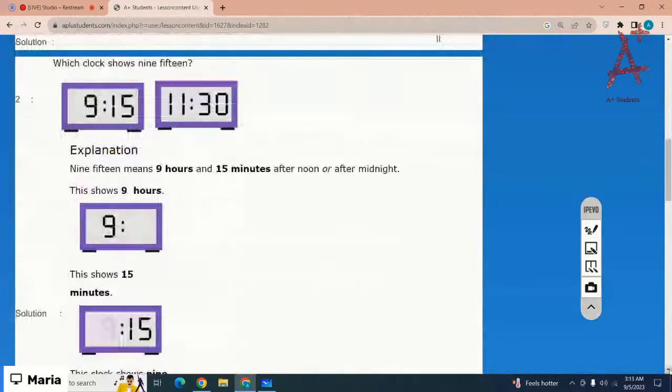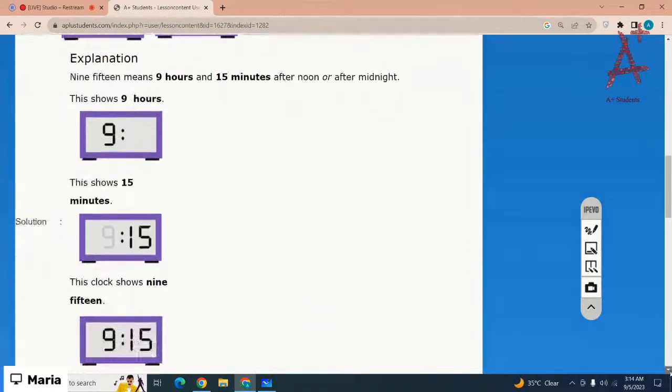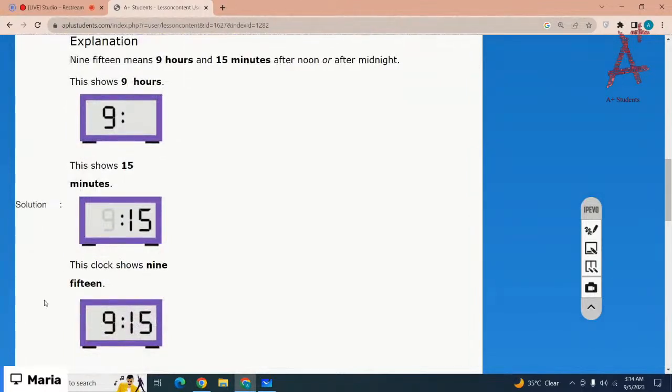Which clock shows 9:15? So which is the correct option? 9:15 means the clock that shows 9 hours and 15 minutes, right? So which is the correct option? 9 hours and 15 minutes. So that would be option number 1, right? The correct option is option number 1. The clock shows 9:15, because 9:15 means 9 hours and 15 minutes.